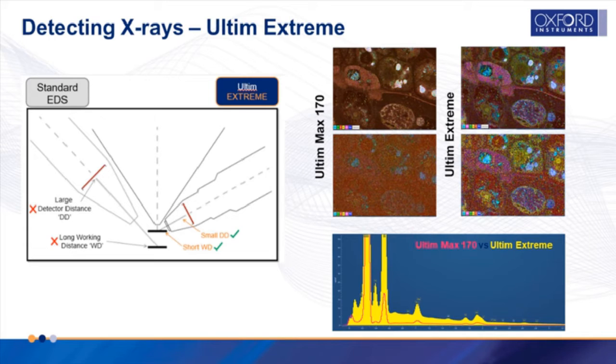On the right side of this slide you can see a comparative image of a Venus's flytrap leaf gland captured using the Ultim Max 170 and the Ultim Extreme. The top images show X-ray maps over the electron images. The bottom two show the X-ray maps on their own. The data was captured at 6 kV in 15 minutes. As you can see from the images and the spectra, more signal was picked up by the Ultim Extreme in the form of more counts, and nitrogen in particular, shown as yellow on the images, is much more apparent.